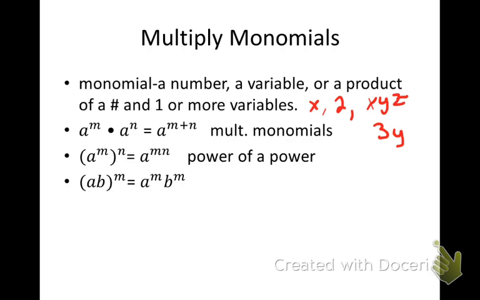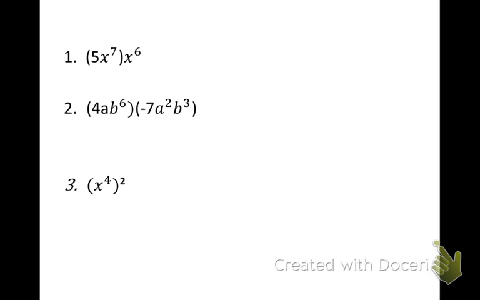We're going to learn several rules when we're multiplying monomials. The first rule is if you're just multiplying two monomials and the bases are the same, they're both a's, you can add their exponents. When you have a power raised to a power, you multiply the exponents. And when you have a quantity raised to that power, it means everything inside is raised to that power. So your lesson today is really just using these rules and applying them in different situations.